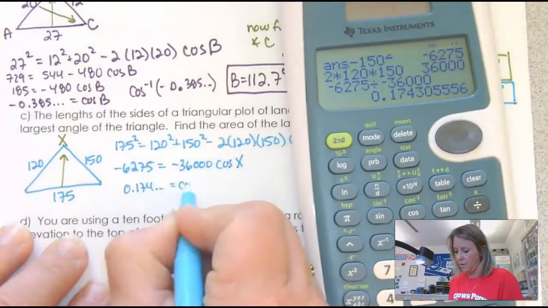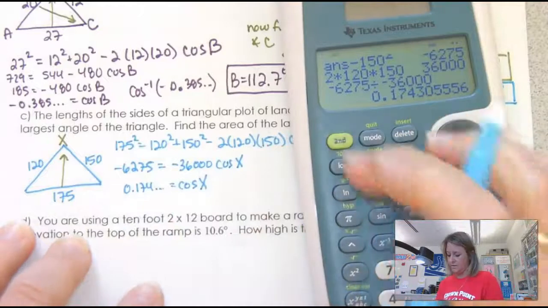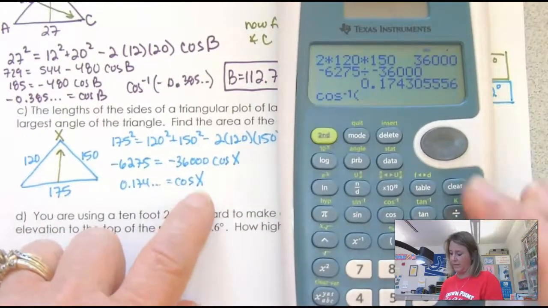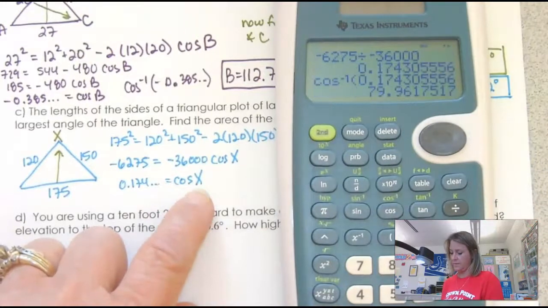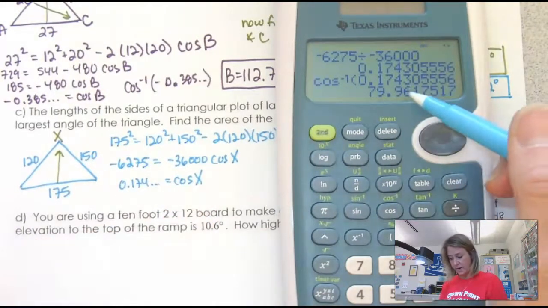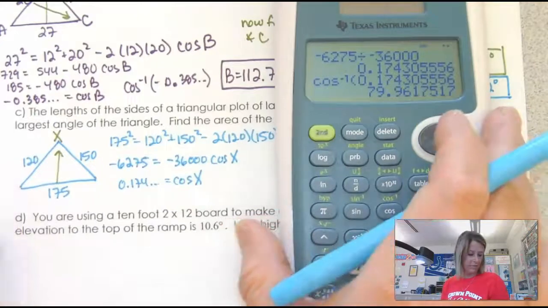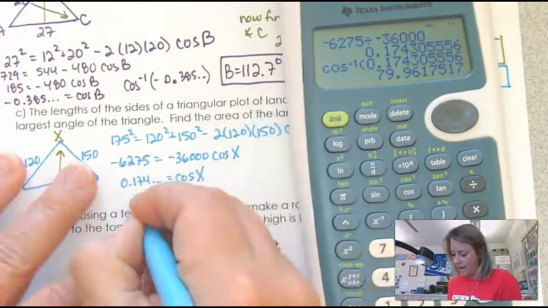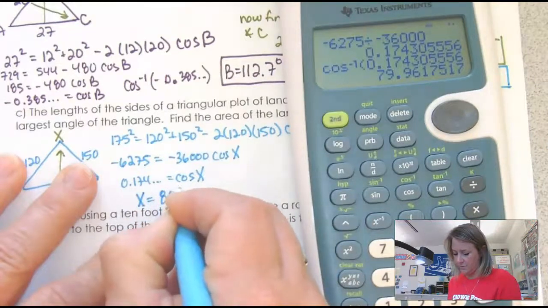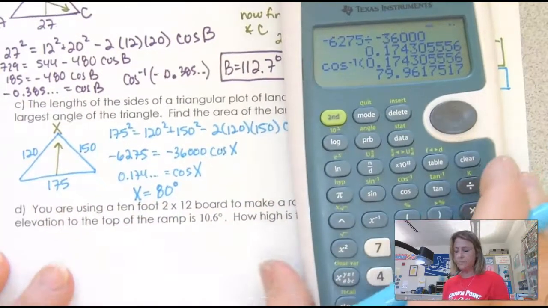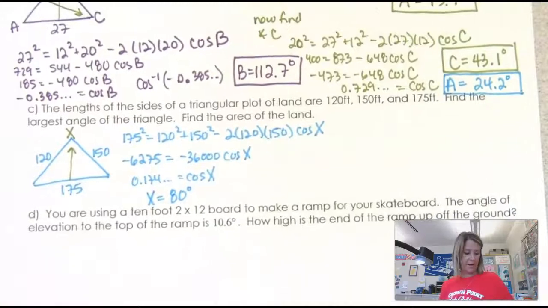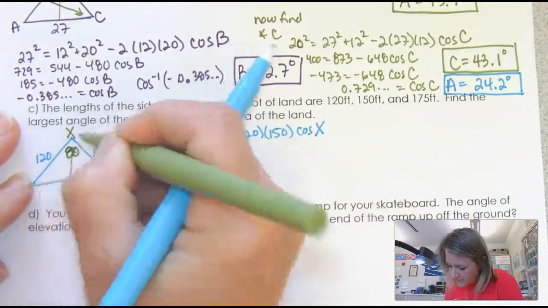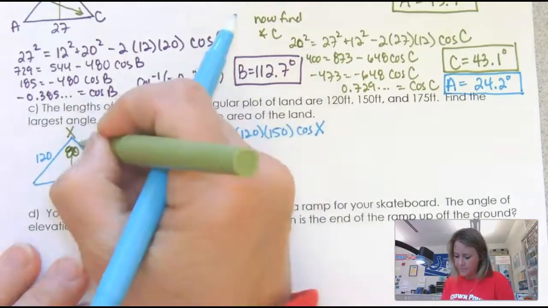And then I want to do the arc cosine of this. So second cosine, and again, I know I'm doing that because I don't know what the angle is. So the largest angle is 79.96. It didn't really say what to round it to. If I rounded that to the nearest tenth, angle X would equal 80 degrees because I would round up to 80 degrees. All right, now that I know that that angle is 80 degrees, let's go ahead and put this on here. That's 80 degrees right there.